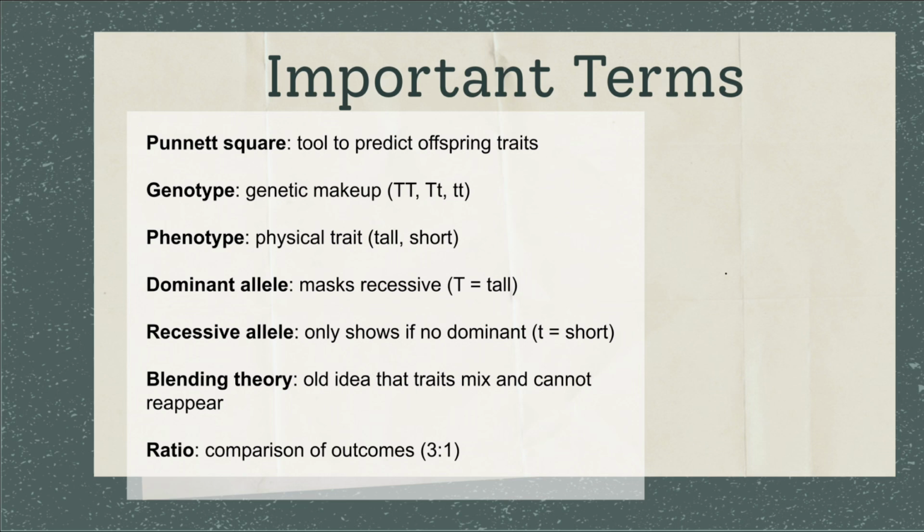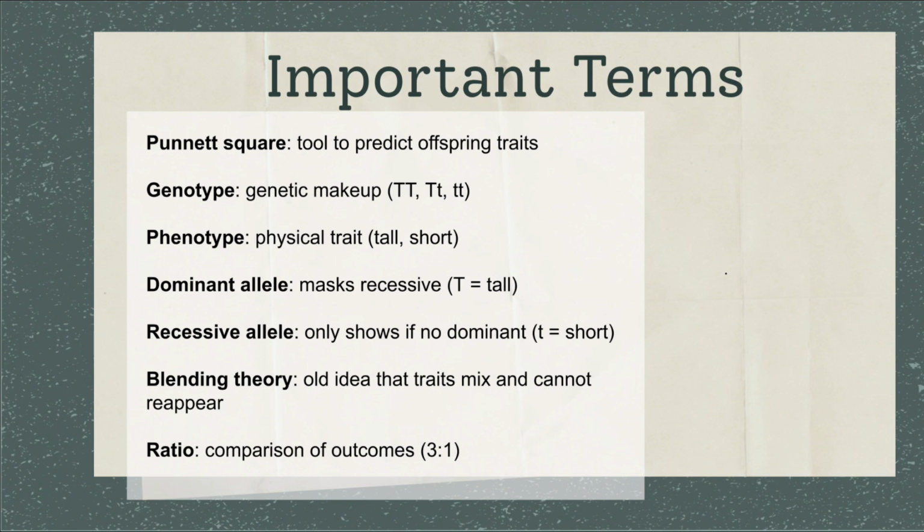We also have dominant allele. This masks our recessive allele. Our dominant allele is going to be a capital letter, such as capital T for tall. And then our recessive allele is going to be a lowercase letter of t, which is short. And it only shows if there is no dominant trait.